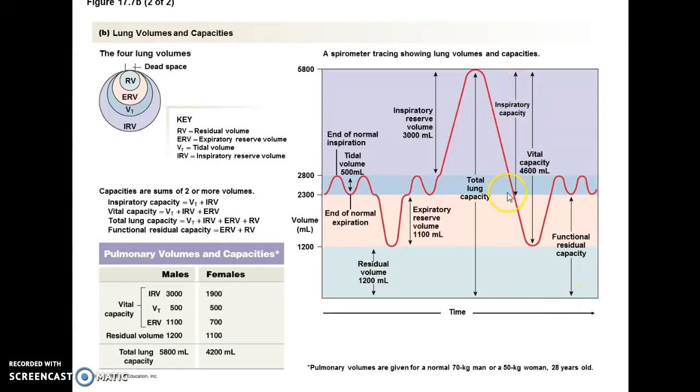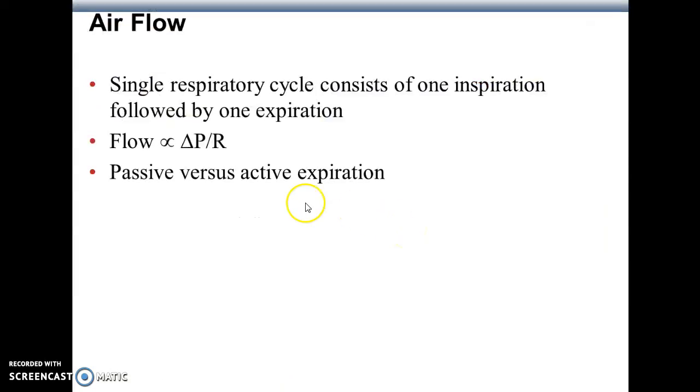And then inspiratory capacity is TV plus IRV, so how much we're able to breathe in. All right, so flow, again, is directly proportional to the change in pressure and inversely proportional to resistance. It's a really important concept to know, right? So respiration and the respiratory cycle is going to be one inspiration, one expiration, right?